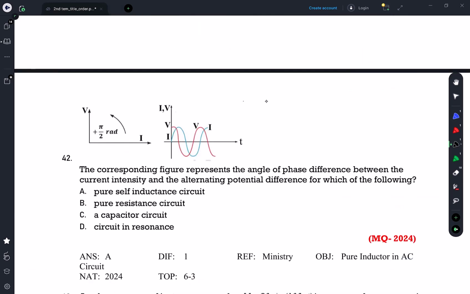The corresponding figure represents the angle of phase difference between the current intensity and the alternating potential difference for each of the following device. So as you see, potential difference is leading electric current by pi over 2. Potential difference leads electric current in coil, pure coil, yani pure self-inductance circuit is the answer.